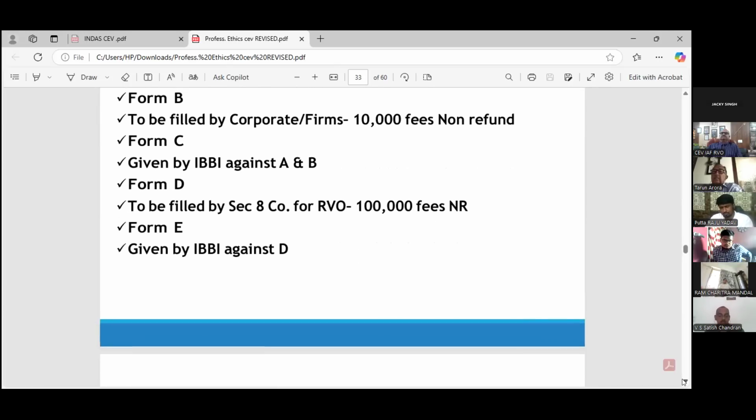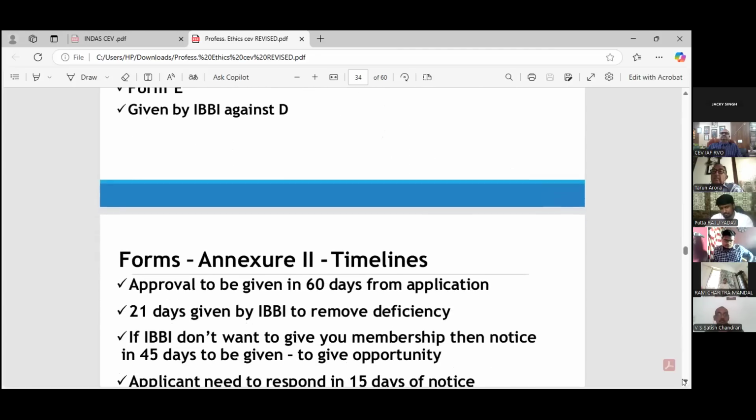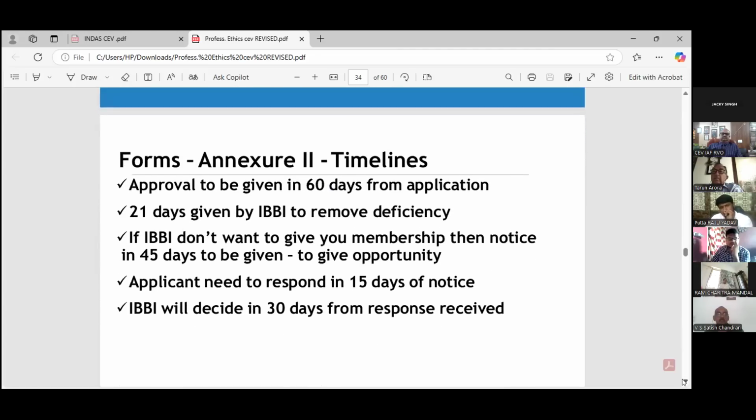And this fee has also increased nowadays. Then we have annexure number 2, the timeline. After filling the form, how many days do you have to wait? 60 days, minimum 60 days. Generally, they take this time to approve the application. Approval is to be given within 60 days from application.